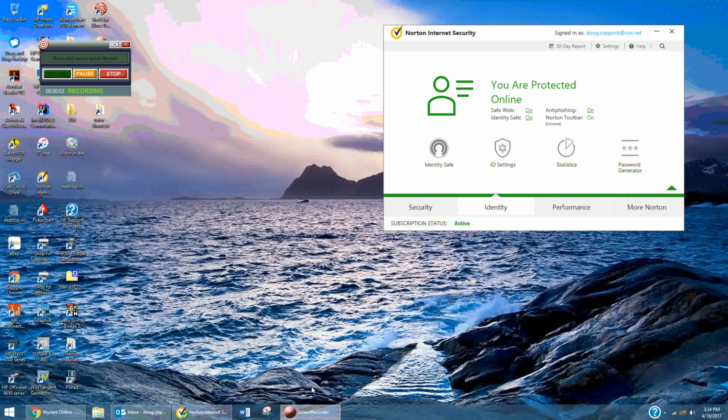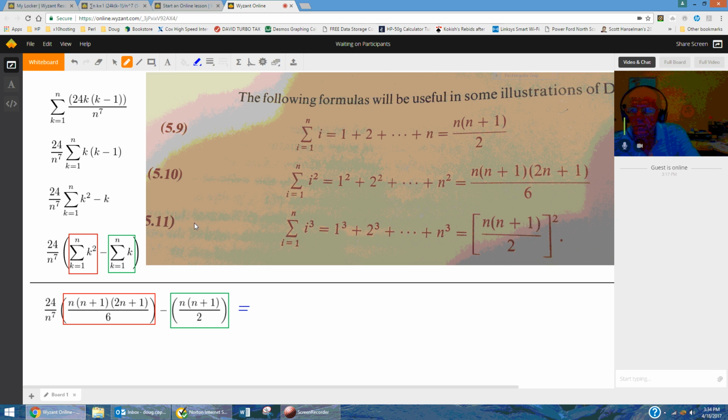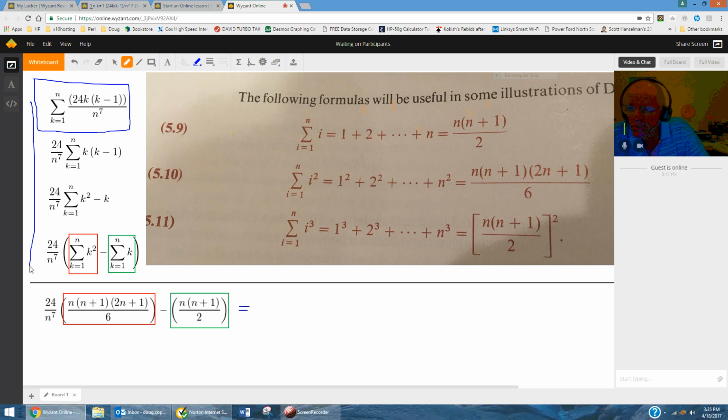Okay, this video is addressing this problem. The directions were to rewrite this expression right here without using summation notation. There's some basic summation theorems that are going to be used that are not posted here, and that's the theorems that allow us to get from here to here.